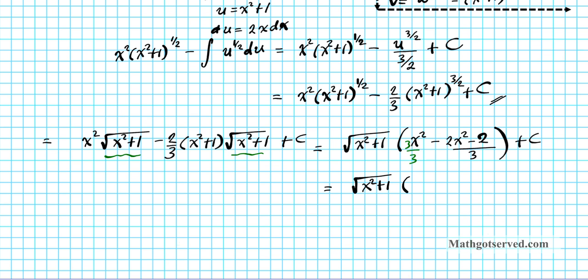times x squared minus 2x squared is just simply x squared minus 2 over 3 plus c. And there goes your final answer. Okay, so that's that.